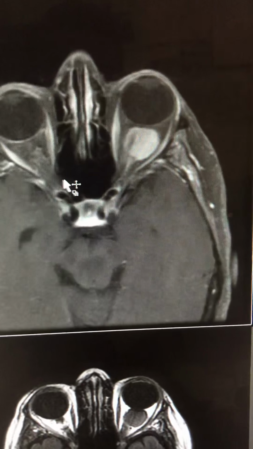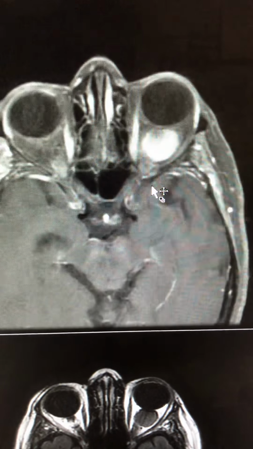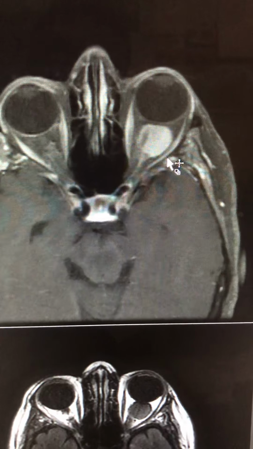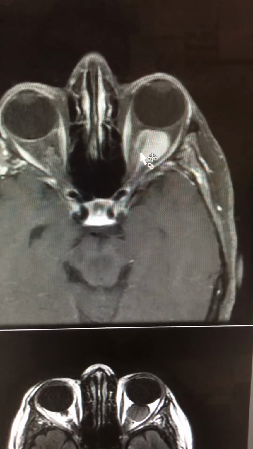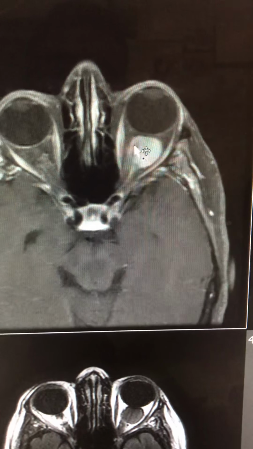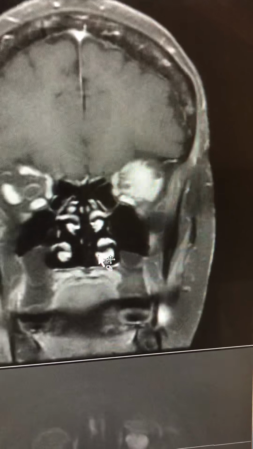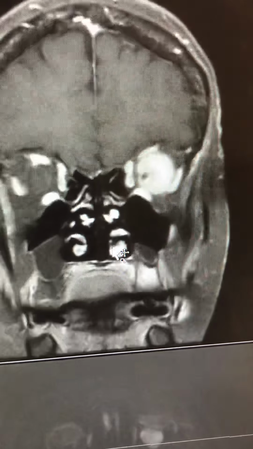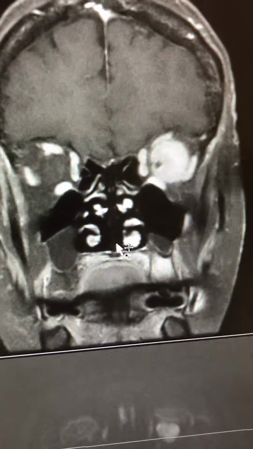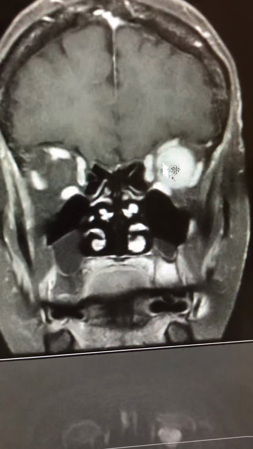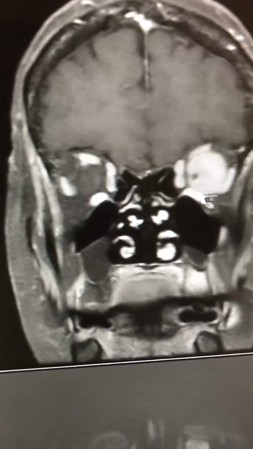Now on the post-gadolinium images, we see that this tumor is strongly enhancing. Again, it is separated from the muscles, and it is encasing or eccentric to the optic nerve. And you can see over here that the optic nerve passes partially within this tumor, but it is not involved. It's isolated. You can clearly isolate the optic nerve from this tumor.